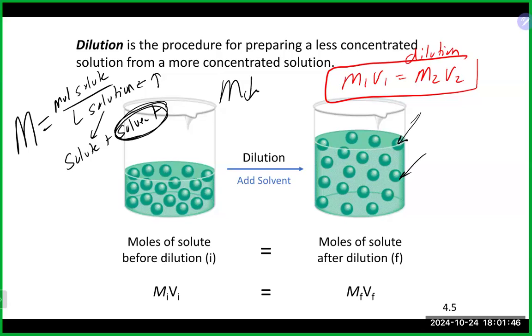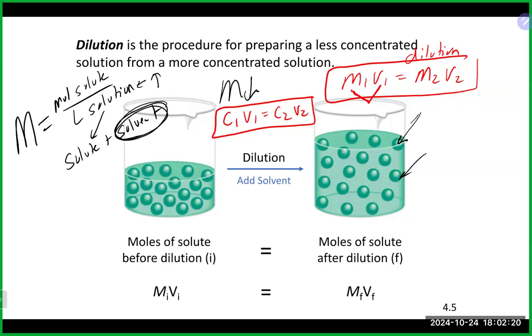I will say that nowadays books and stuff will use C1V1 equals C2V2, where C is just concentration. And it really can be any unit of concentration you want. It doesn't have to be molarity on both sides. It could be something like percent mass to mass, percent mass to volume, some other concentration unit. But again, most of the time you're dealing with molarity. So a lot of times people just use the M1V1 equals M2V2. But if you like C1V1 equals C2V2, go for it.